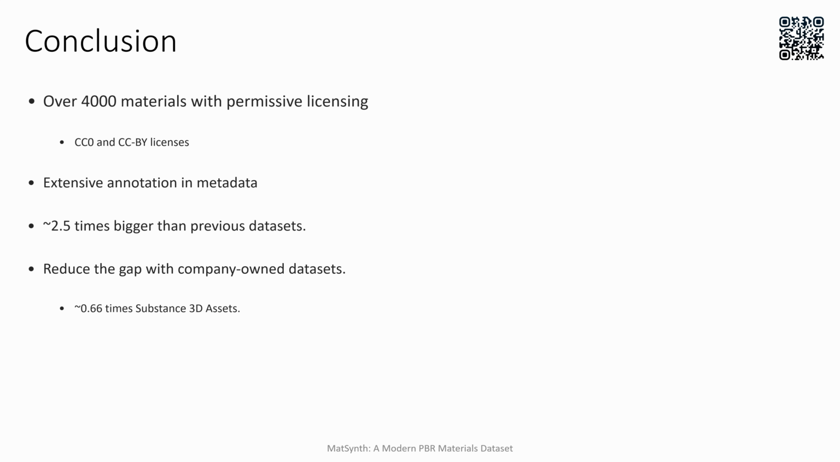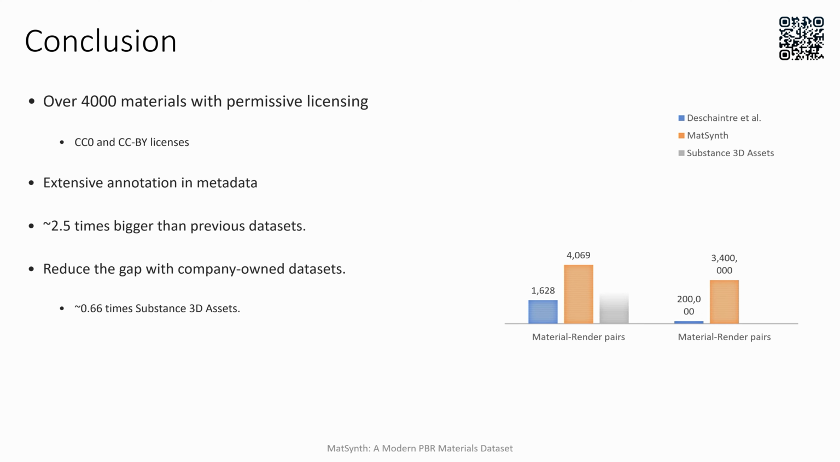In conclusion, MatSynth is a robust dataset of over 4,000 materials, offering extensive annotation in metadata and more than double the size of previous datasets. It is a significant step to improve material data accessibility.